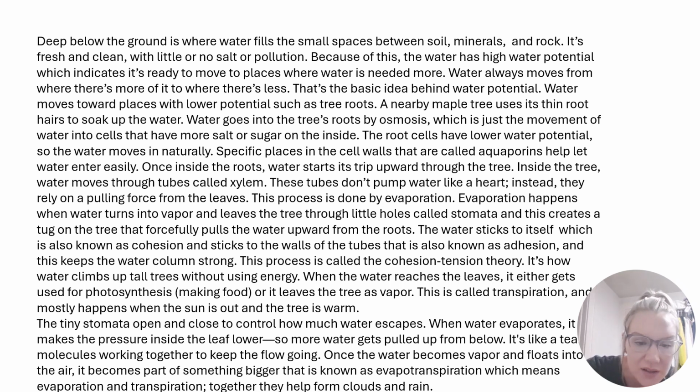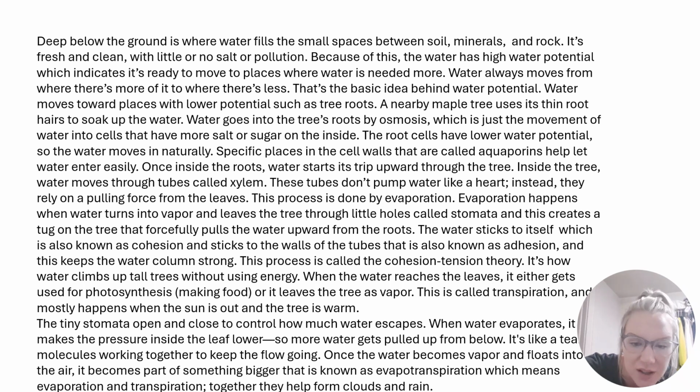Water moves toward places with lower potential, such as the tree roots. Like a nearby maple tree uses its roots to soak up the water. Water goes into the tree's roots by osmosis. And I want to add, because I did not write that in, that the runoff is also a part of this. Osmosis is just the movement of water into the cells that have more salt or sugar on the inside. The root cells have lower water potential, so the water moves in naturally.